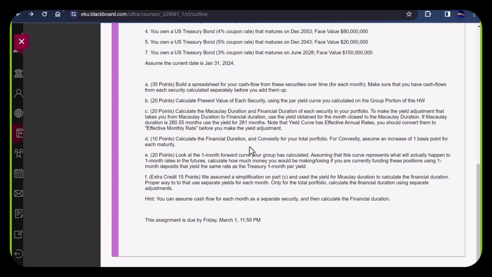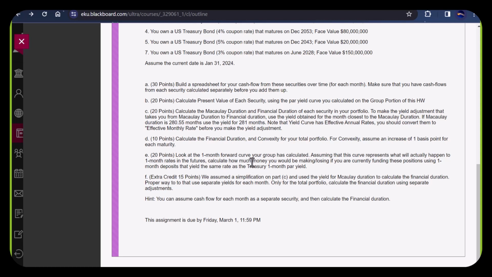And given that, calculate the financial duration and convexity for your entire portfolio. For convexity, assume that all yields have increased by 1 basis point. How much does that change the financial duration? That's what convexity is. Remember, financial duration is a measure of how you should manage the risk. Convexity is the change in it.